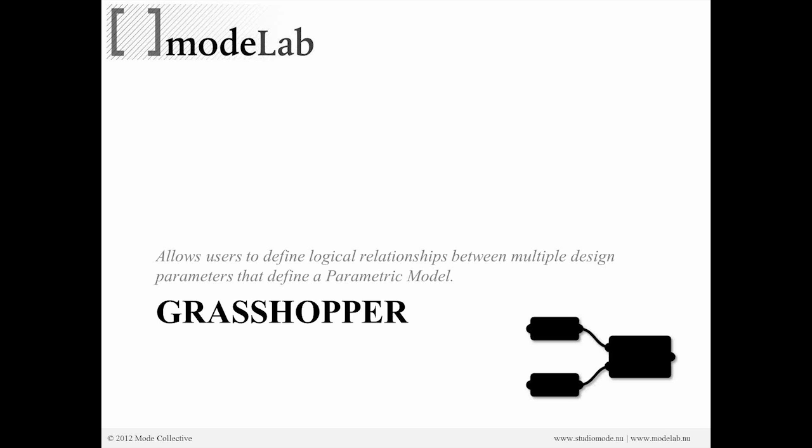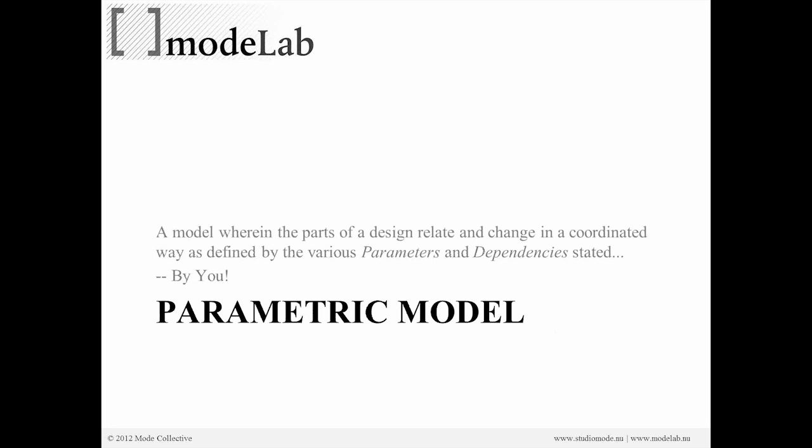As we work with Grasshopper, we're going to be defining logical relationships between design parameters that will subsequently define a parametric model. That's just a model wherein the parts of the design relate and change in a coordinated way, as defined by the parameters and dependencies stated. And those parameters and dependencies are stated by you, which is really important.